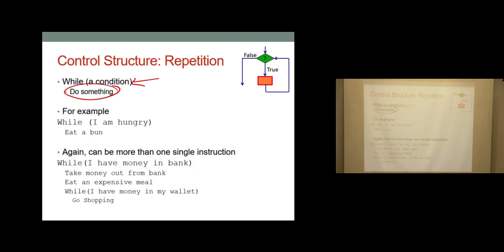For example, while I have money in the bank, I take money, I eat, and so on, and then I go back to here. So that means if I still have money in my bank, I will keep doing that. Until when do I exit the loop? When I have no money in the bank, okay? So that is the basic idea of a loop in programming.